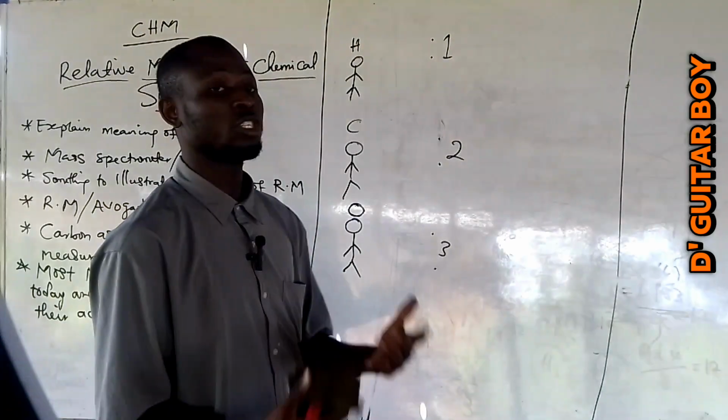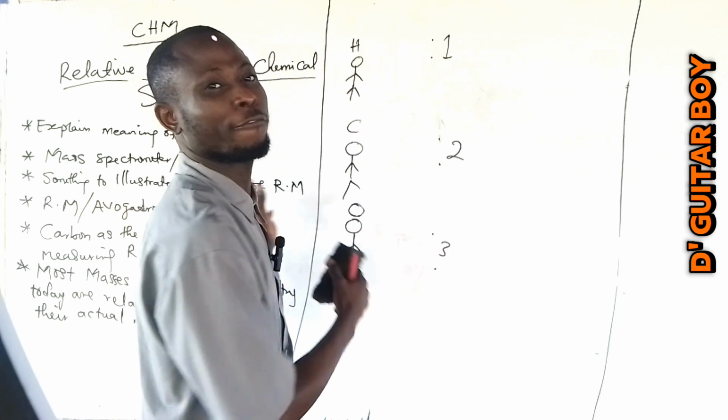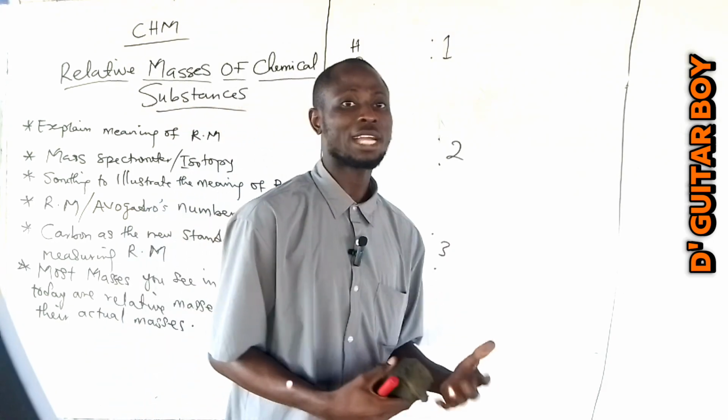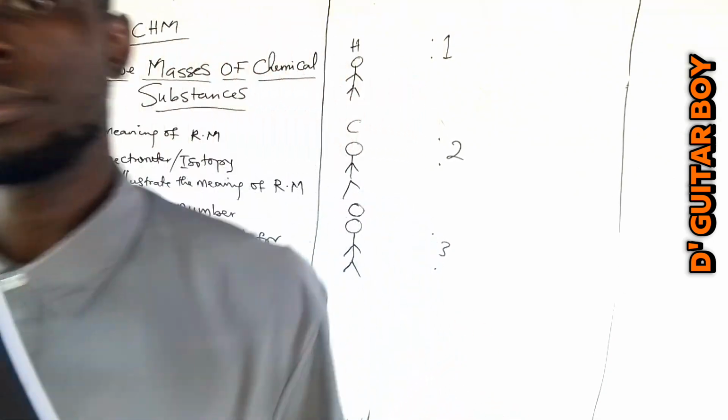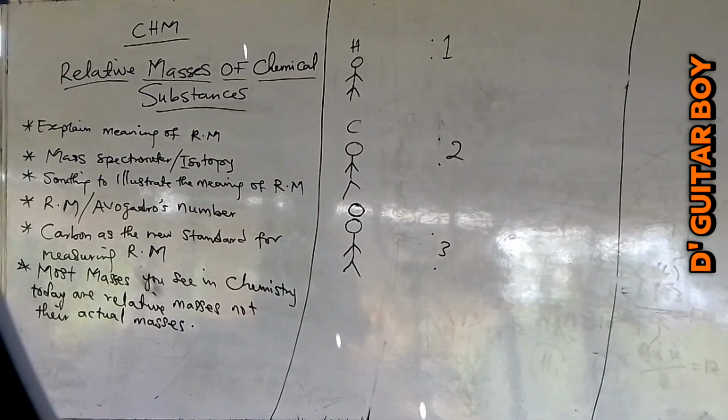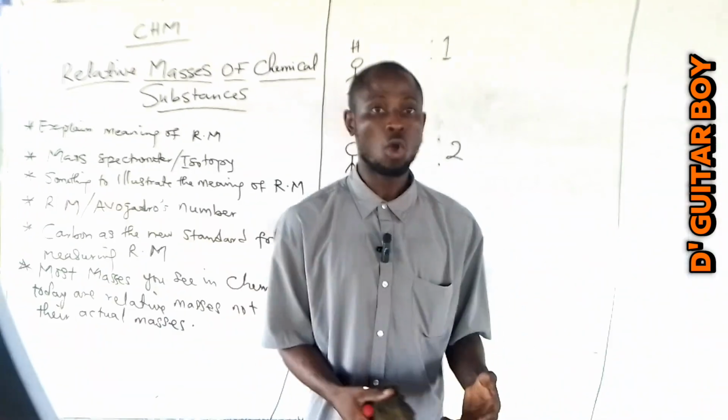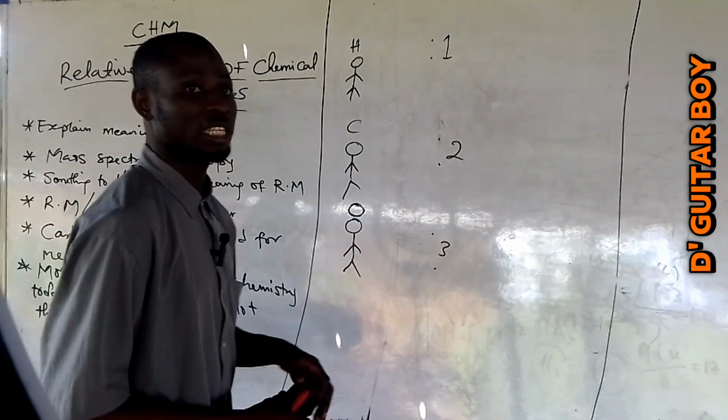If these are the actual values, the reason I gave you for using relative mass was because those atoms were very small. So we needed something we can actually work with. That was why we use relative masses.